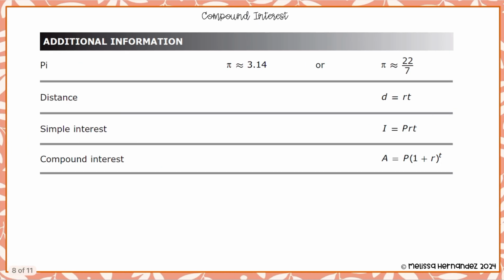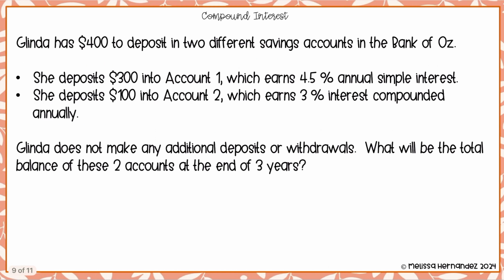All right, so our formula for simple interest is interest equals principal times rate times time. And then for compound, it's A equals P, open parentheses, 1 plus R, to the T power. So A is the amount that's accrued or the ending balance. P would be the principal. R is the rate in decimal form, and then T is time. And then, of course, for simple interest, I is your interest. All right, so let's look at our first example.